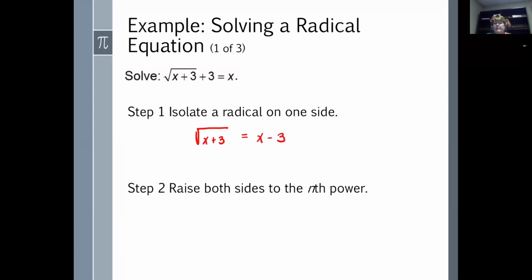All right, so next I raise both sides of my equation to whatever power my root is. Since I'm taking the square root, I'm going to raise both sides of my equation to the second power. And as soon as I do this, I introduce a possible error.